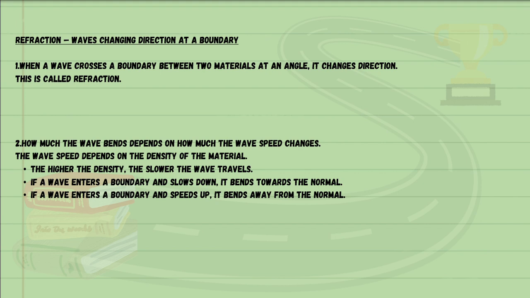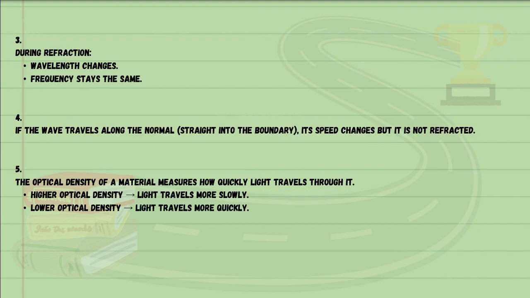If a wave enters a boundary and slows down, it bends towards the normal. If a wave enters a boundary and speeds up, it bends away from the normal. During refraction, wavelength changes. Frequency stays the same. If the wave travels along the normal straight into the boundary, its speed changes, but it is not refracted.